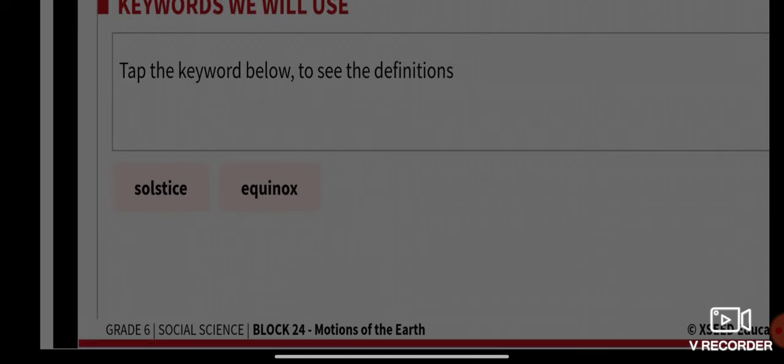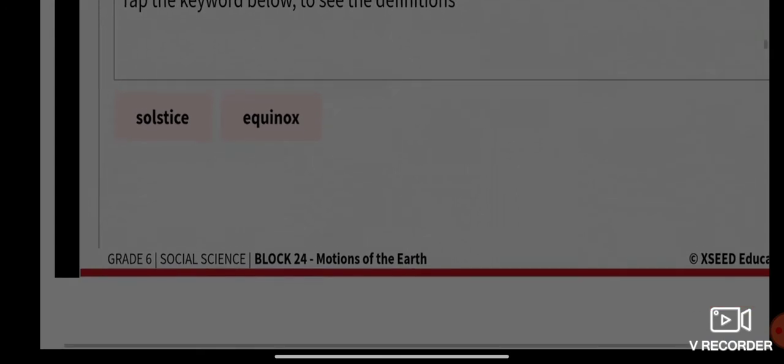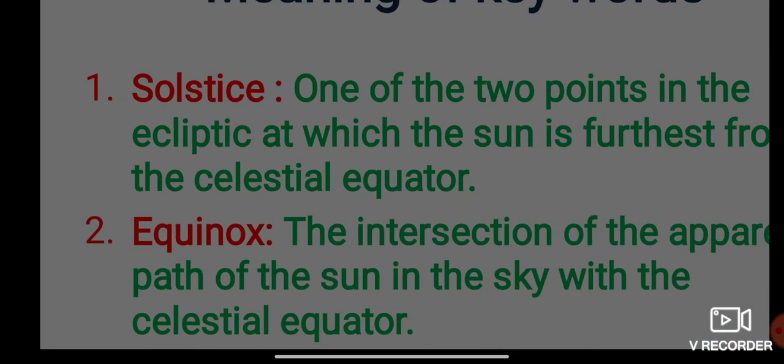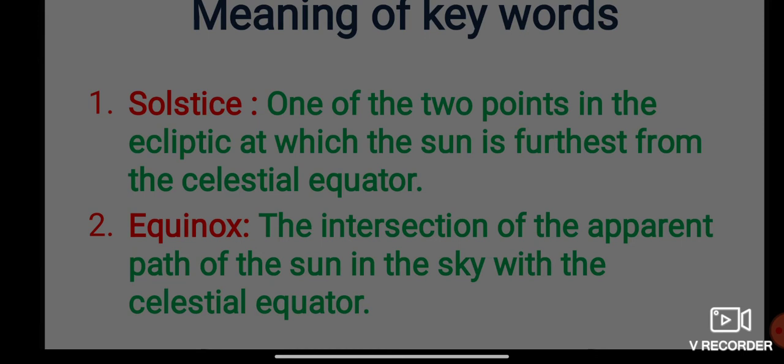Okay, so first of all, let us learn what is solstice and what is equinox. Solstice means, in simple meaning of the term, one of the 2 points in the ecliptic at which the sun is farthest from the celestial equator. They are known as solstice. And what is equinox? The intersection of the apparent path of the sun in the sky with the celestial equator. They are known as equinox.